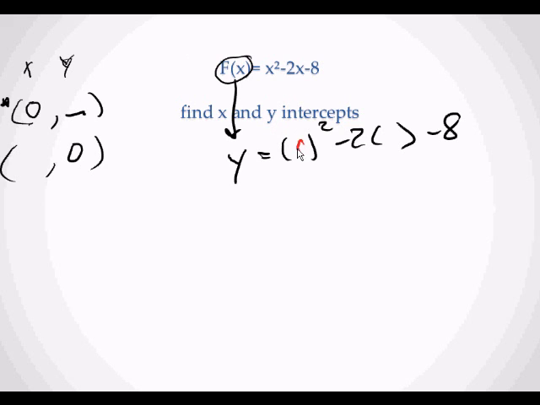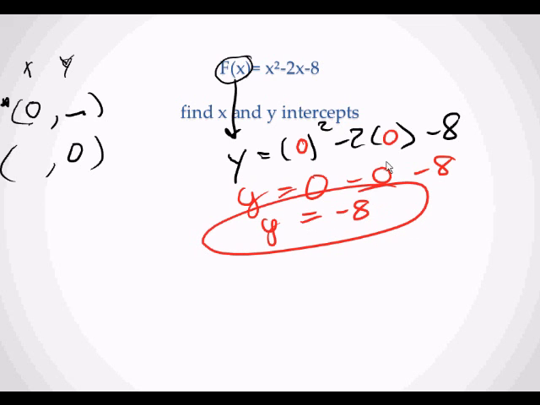x squared minus 2 times x minus 8. So we're going to do the first one. When x is 0, we're going to find y. So we plug 0 in everywhere we get x. Y equals 0 squared is 0. Negative 2 times 0 is 0. So y equals negative 8. So this is one answer. By the way, when x is 0, this is our y-intercept. Anytime x is 0, we're dealing with the y.